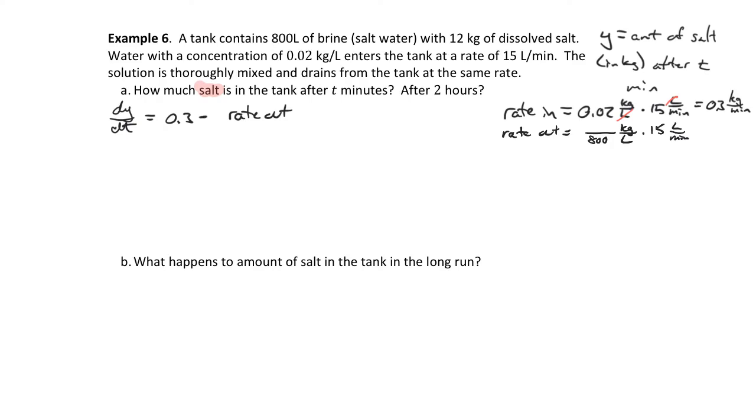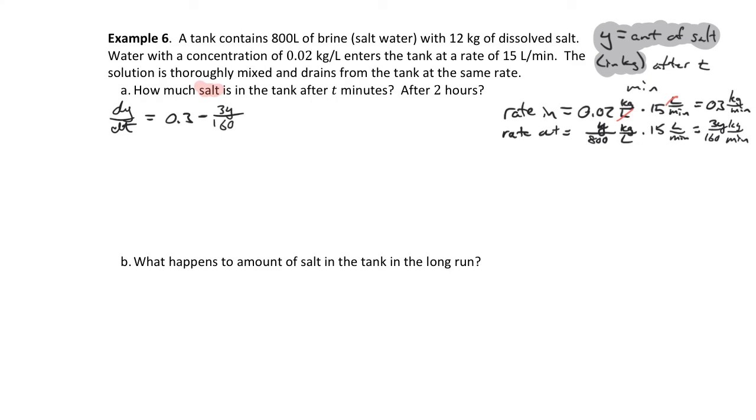Of course, this is changing, and way up here, a little while ago, we said y is the amount of salt after t minutes. So that's the number of kilograms of salt after t minutes, and so up here we'll put y. When we simplify this, the 15 and the 800 have a common factor of 5, so we end up with 3 divided by 160, and that's kilograms per minute. So we'll replace the rate out with that. And that should actually read 3y over 160. I left off the y there momentarily. And so we have 0.3 minus 3y over 160.